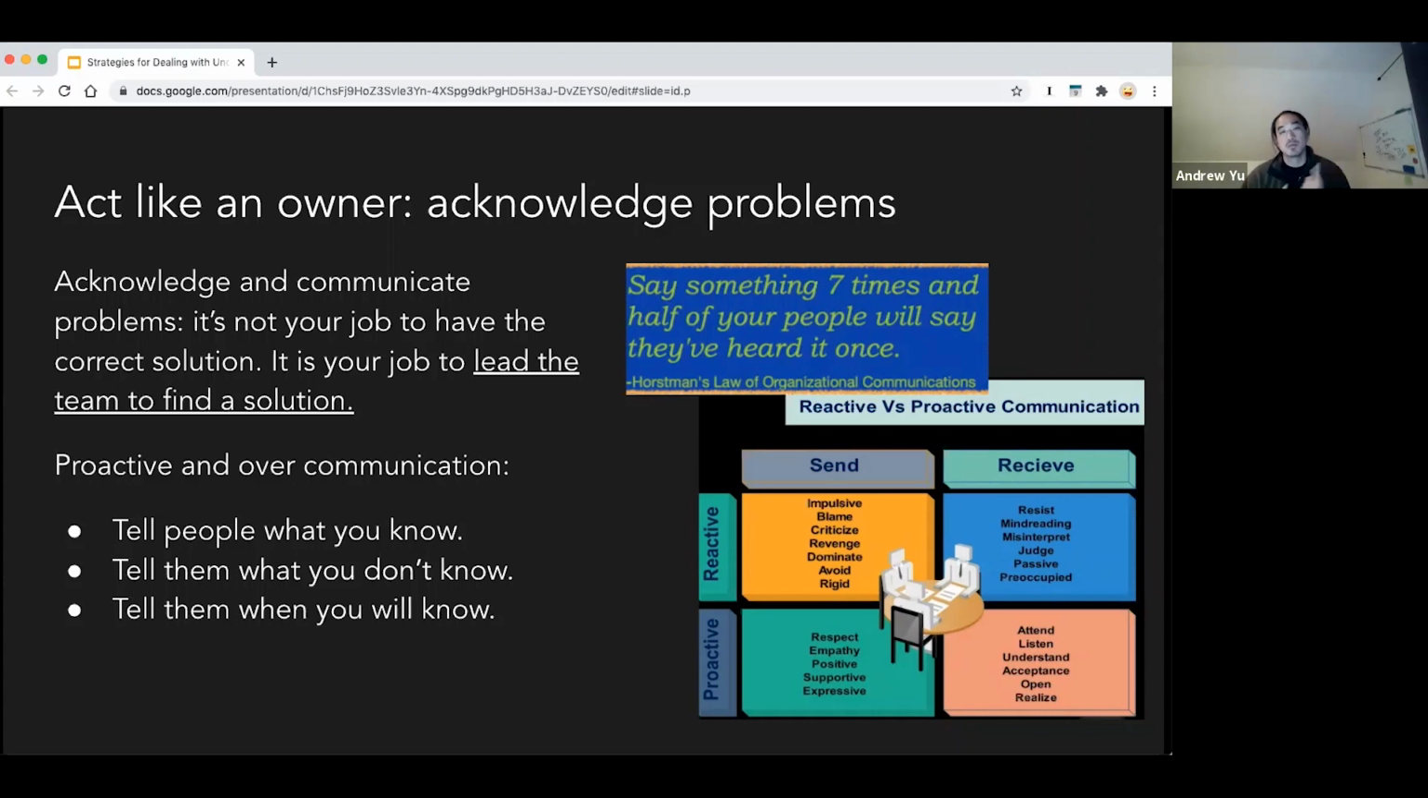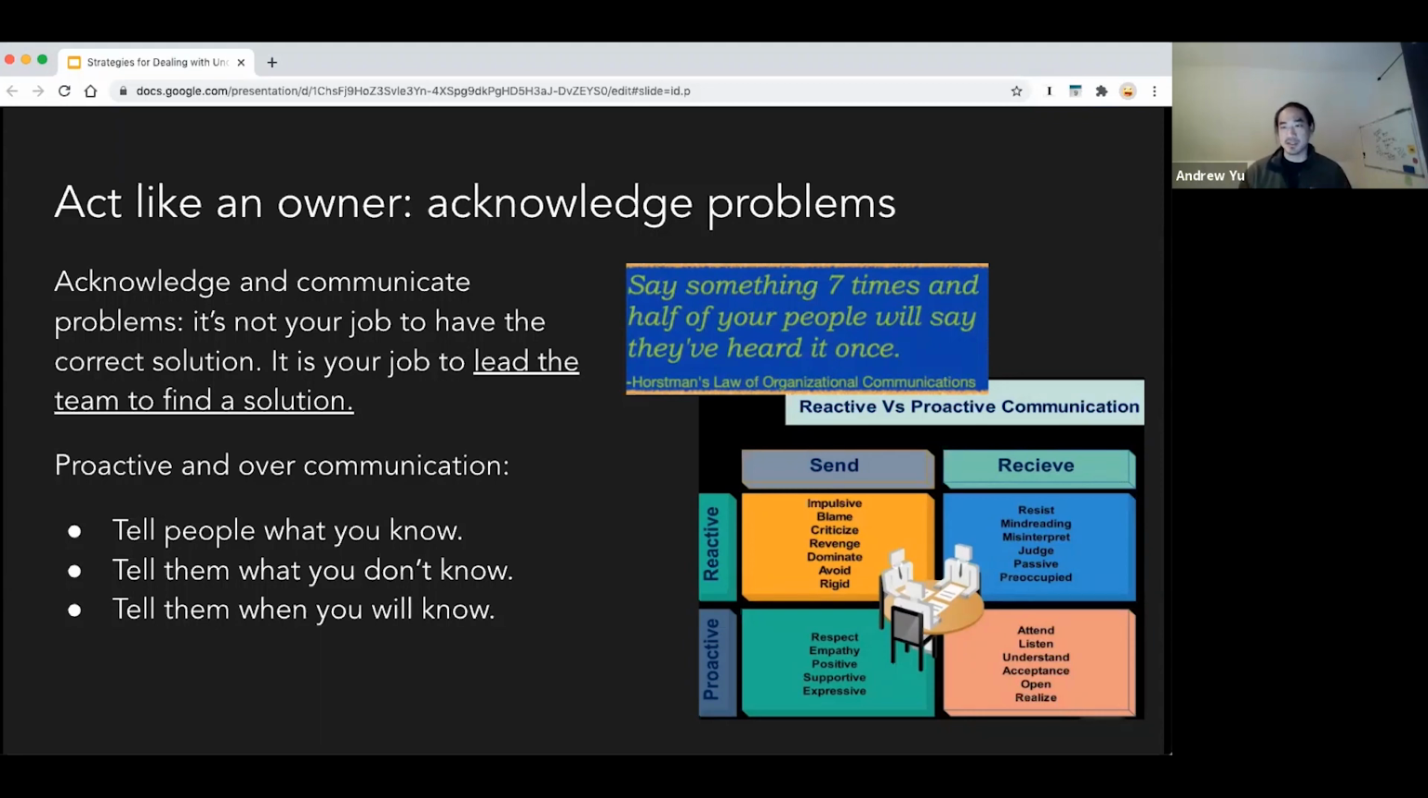Number one, what you do know. Number two, what you don't know, and then what you will know. And so when you do this proactively, you gain trust. It's good for yourself too. As you talk about what you don't know, it actually helps you uncover some deeper insights.